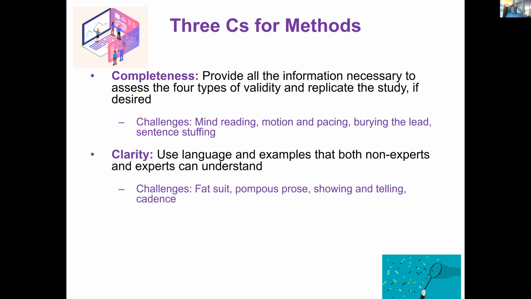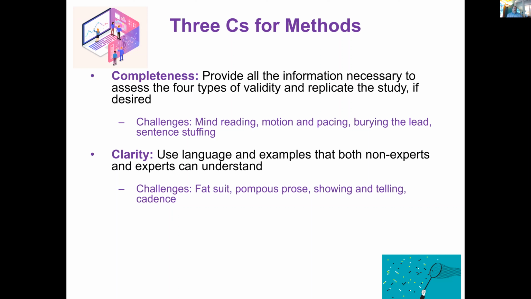The second C is clarity. With clarity, we use language and examples that both non-experts and experts can understand. The biggest challenge to clarity is the fat suit, where we tend to lard our sentences with unnecessary words or unnecessary phrases, and our paragraphs with unnecessary sentences. So we bloat up what would normally be a lean, clear, effective sentence with a lot of unnecessary fluff and blubber.